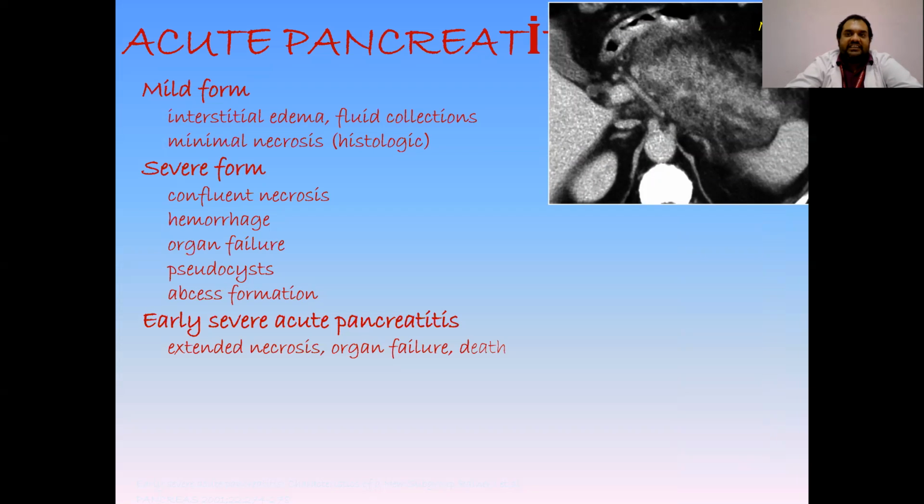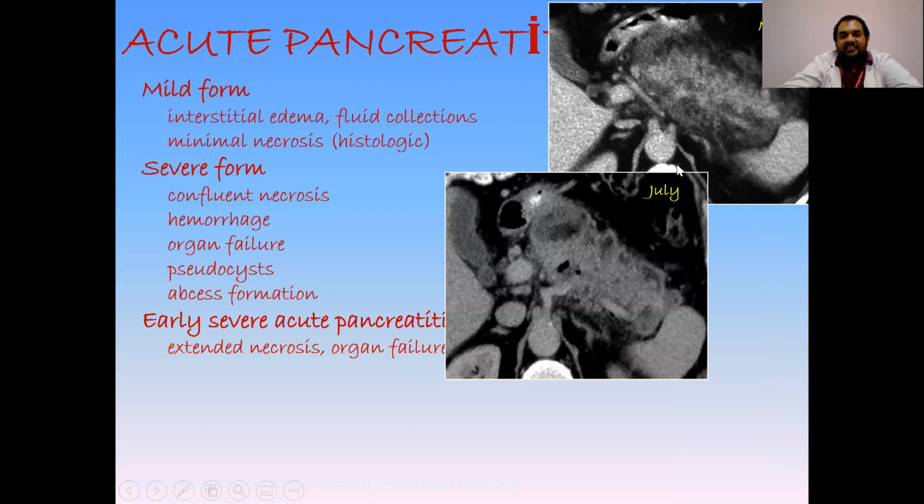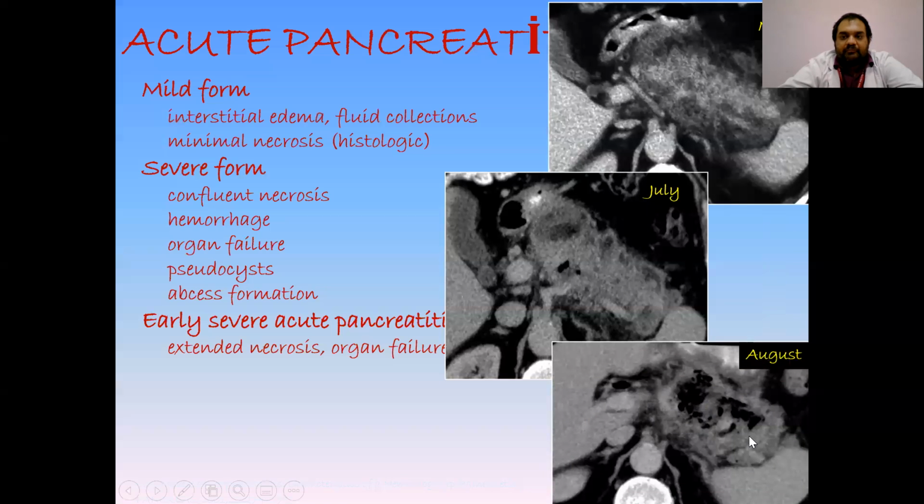This is the image taken in the month of May. We can see a diffuse enlargement of the pancreas with hypoechoic and irregular borders. And this is another image taken in the month of July. Normal contour of the pancreas is lost. And here we can see hypoechoic lesions in the pancreas. And this is severe acute pancreatitis. Then we can say that here there is extended necrosis.